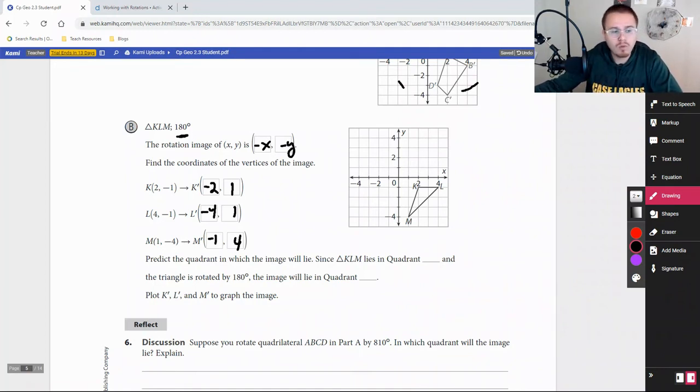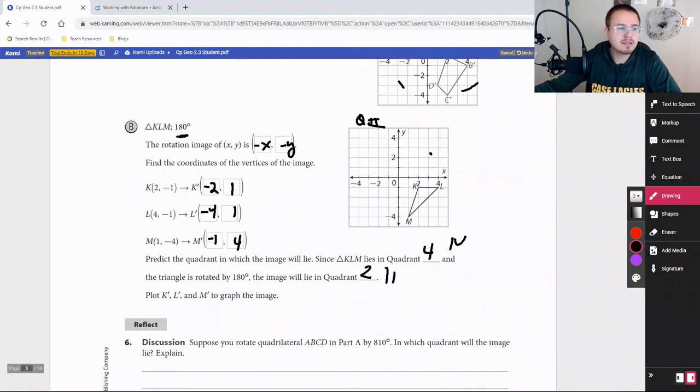Well, I know if I would do a 90-degree rotation, I would end up here in quadrant 1. I'm going to do 180, so I'm guessing that I'm going to go in quadrant 2. That is my guess. So, started in quadrant 4, and you can use Roman numerals, obviously.